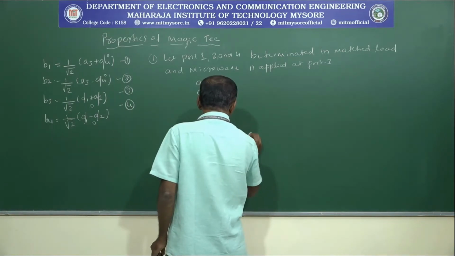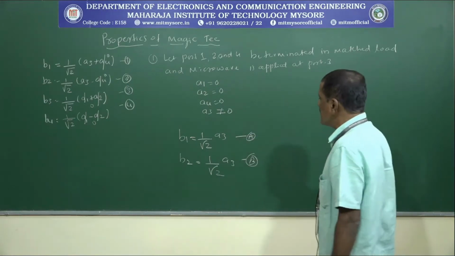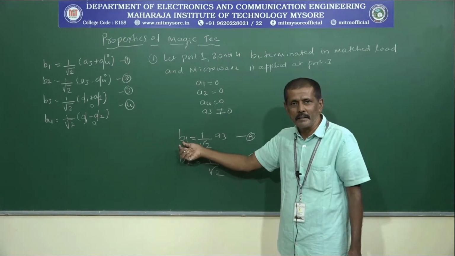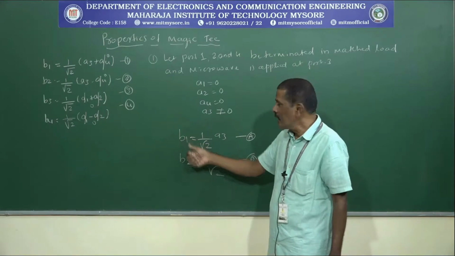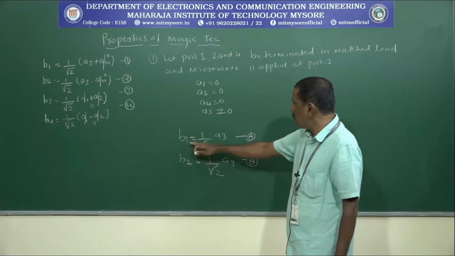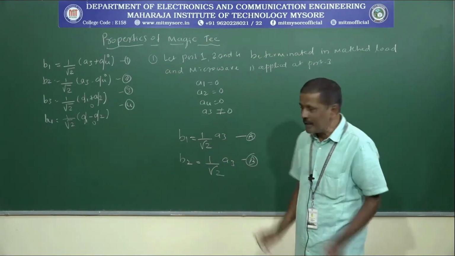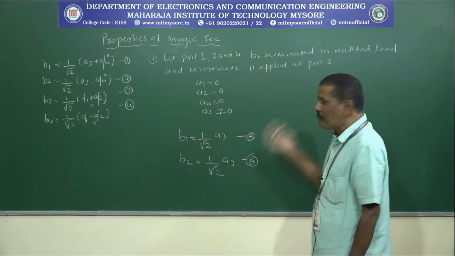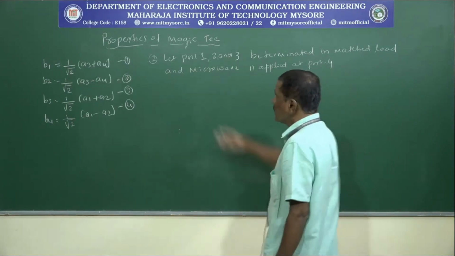I will call these equation number A and equation number B. What these two equations are indicating is that B1 is the output you are getting at port number 1 and B2 is the output you are getting at port number 2. So B1 is equal to A3 divided by root 2 and B2 is equal to A3 divided by root 2. That is, power is equally divided between port 1 and 2 and no power will be transferred to port number 4.